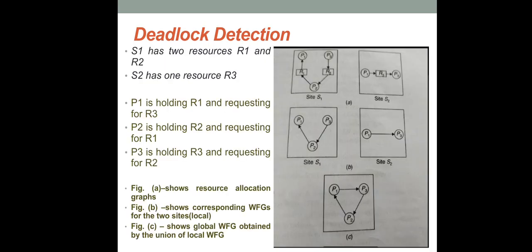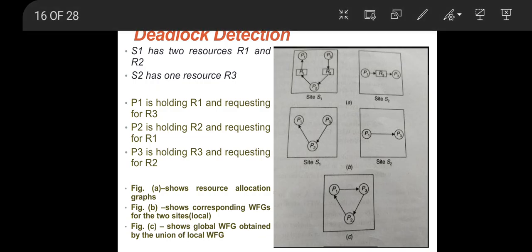For example, here there are two sites, or two systems, S1 and S2, and the first one is the resource allocation graph of S1. The second part is the resource allocation graph of S2. Now this has been simplified in the second part: this is the wait-for graph of site S1, and this is the wait-for graph of S2.